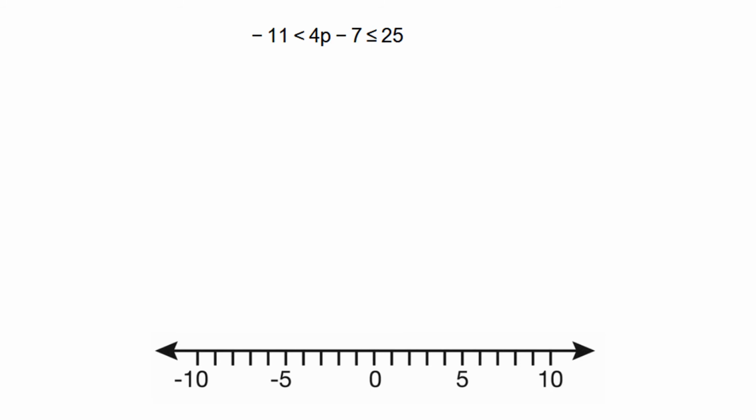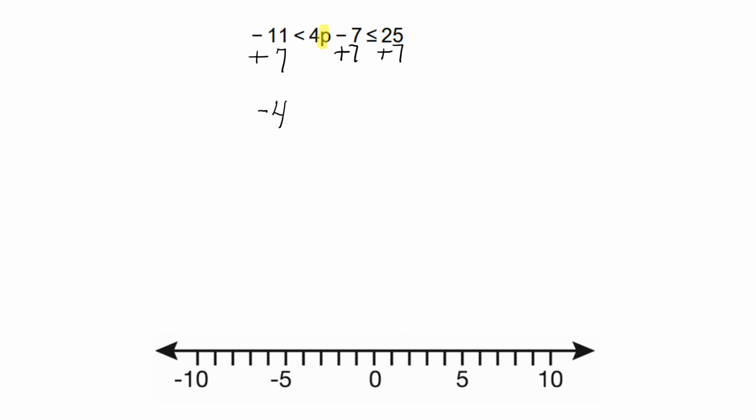So I'm just going to use what I have here. In order for me to isolate this p, I know I have to get rid of the -7. I also have to undo the multiplication of the 4, one step at a time. So the first step, I'm going to get rid of that 7. I'm going to add that to both sides of these inequalities. Okay, so -11 plus 7 is going to give me -4.